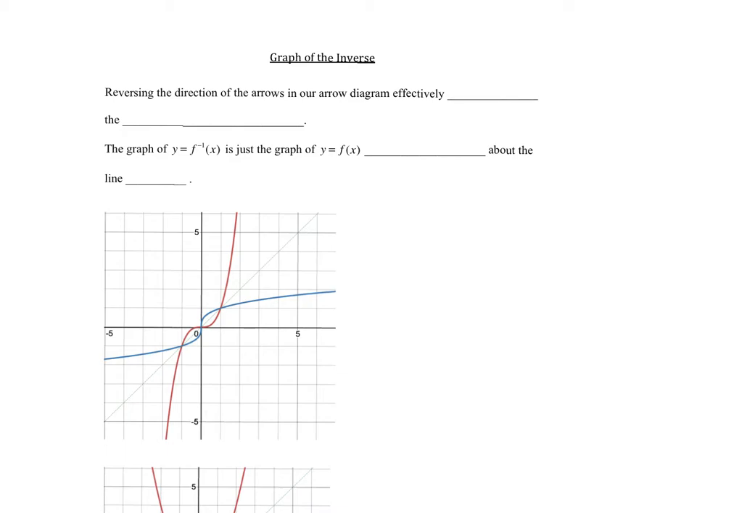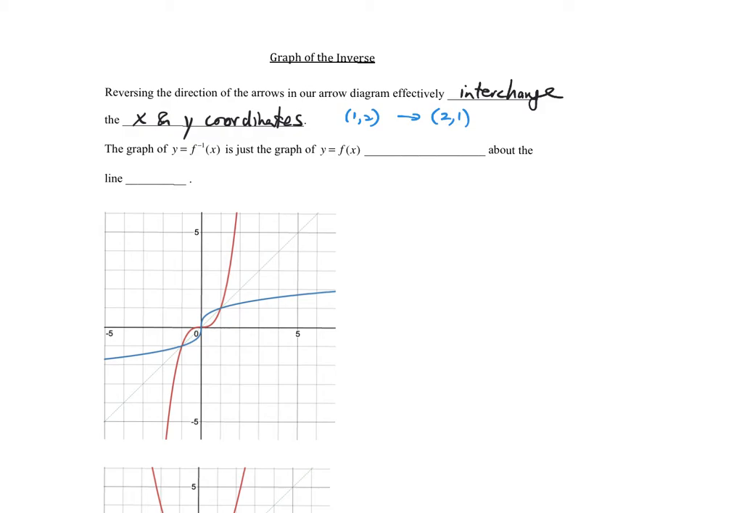Let's talk about the graph of the inverse now. When we reverse the direction of the arrows in our arrow diagram, we effectively interchange the x and y coordinates. In other words, reversing the arrows basically means you flip the two coordinates. So what would an example of that look like? If your original point was something like the point (1, 2), then when you interchange the x and y coordinates, those become (2, 1).